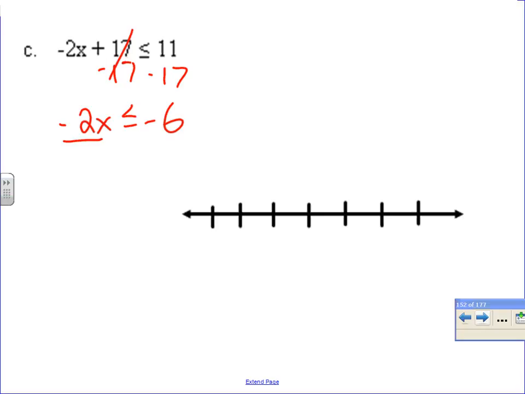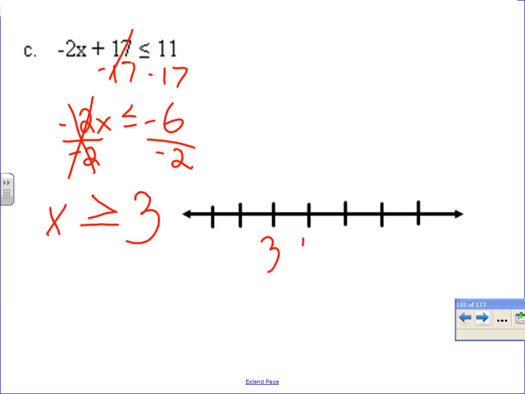Divide by what? Good. Breyer, when we divide both sides by a negative, what happens to the inequality sign? Good, so rewrite the x. The inequality sign gets flipped. Zach, what's negative 6 divided by negative 2? Good, positive 3. So let's make our number line. Annalise, what goes above 3?